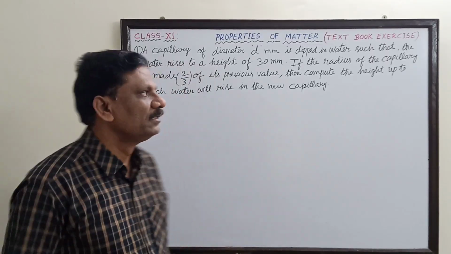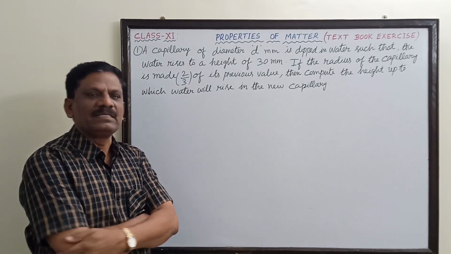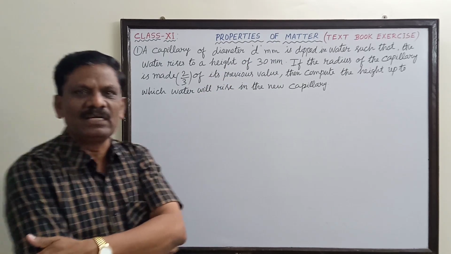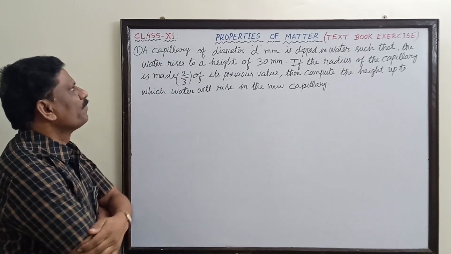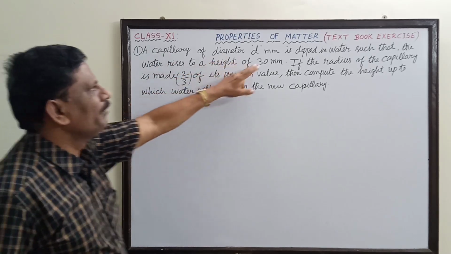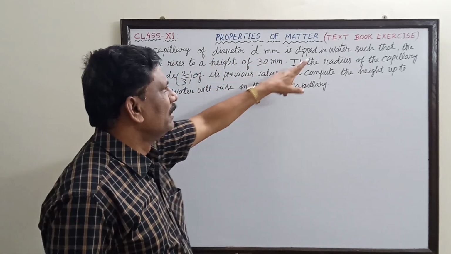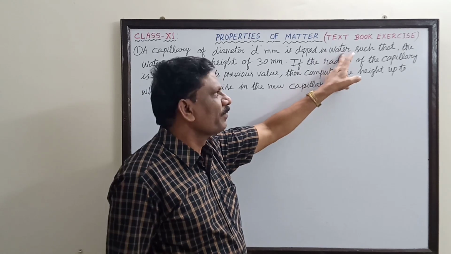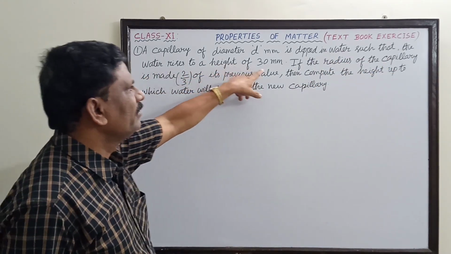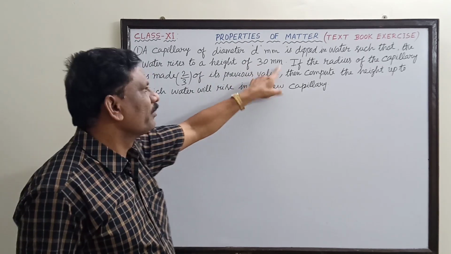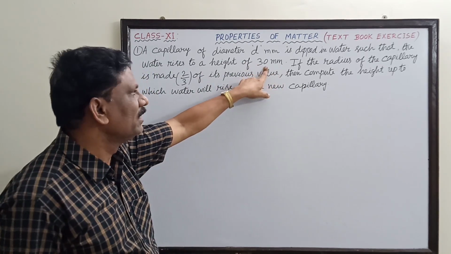Hi students, now we are going to solve the textbook numerical problems given in the exercise. The first problem is: a capillary of diameter d millimeter is dipped in water such that the water rises to a height of 30 millimeter. This is the capillary rise.